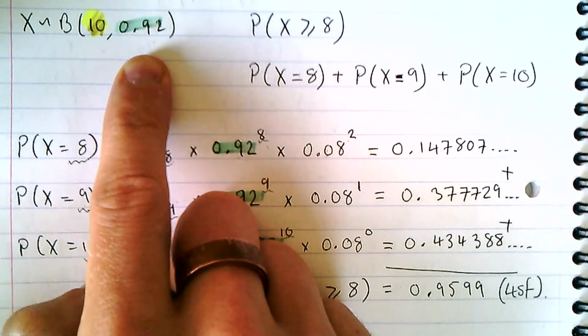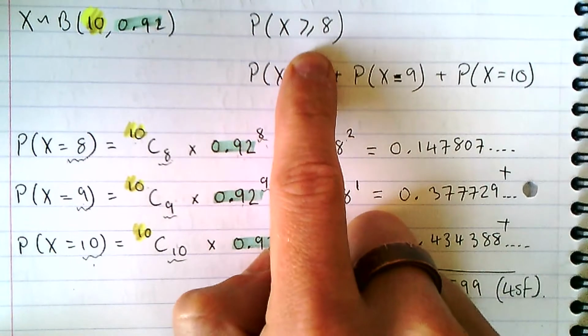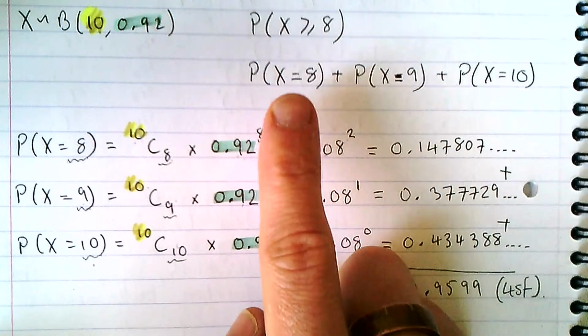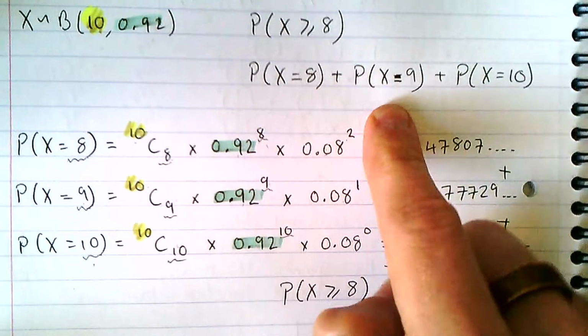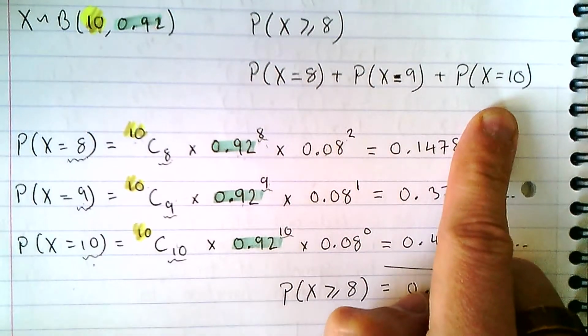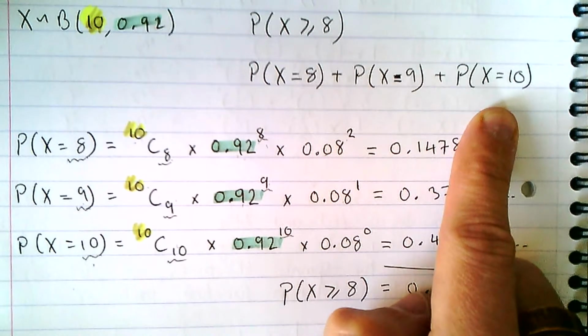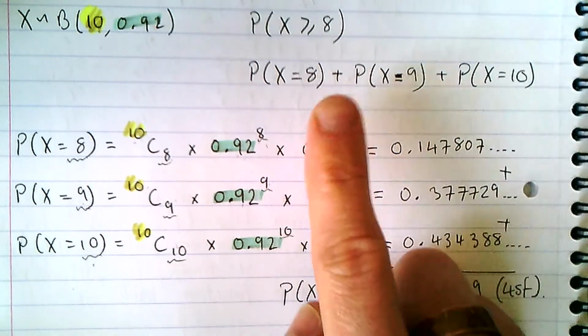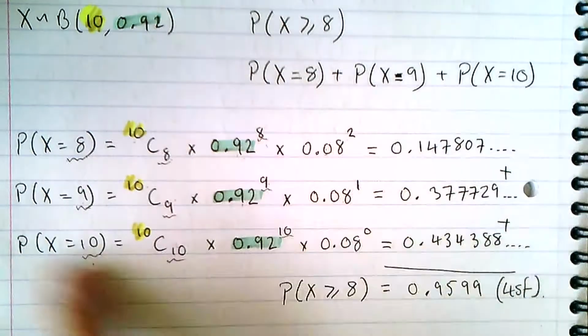So we considered what that would be. Probability that x is greater than or equal to 8. Well, that's going to be probability that x equals 8, x equals 9, and x equals 10, because I've got 10 trials. So 8, 9, and 10 are the three situations that I would like to have a look at, and I'm going to add those individual probabilities together. So we did this manually.